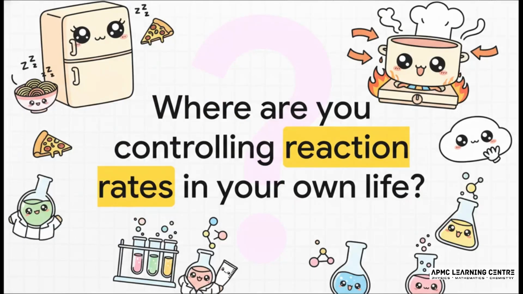So, we've seen how scientists measure and control reaction rates for safety and for profit, but this stuff applies to all of us every single day. Just think about it for a second. When you put your leftovers in the fridge, what are you doing? You're slowing down the rate of the chemical reactions that make food go bad. When you turn up the heat on the stove to cook dinner faster, you're speeding up those cooking reactions.